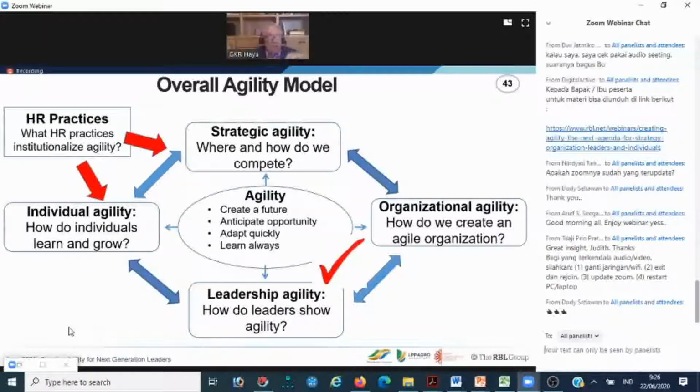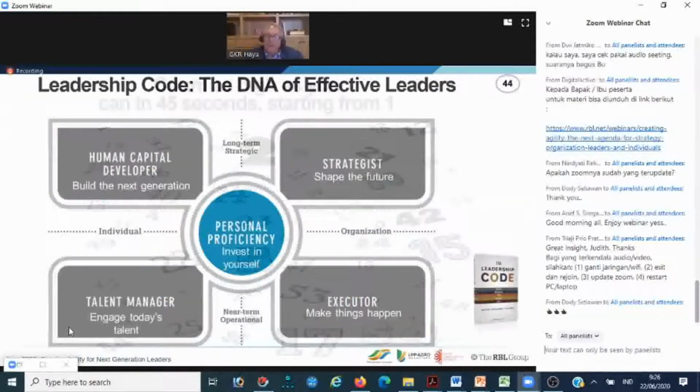You got to get strategic agility. Where and how do we compete? You got to build organizational agility. Where and how do we create agility? Disney's done that. All the companies we studied, Tencent, Huawei, have done it. You got to build leadership agility.